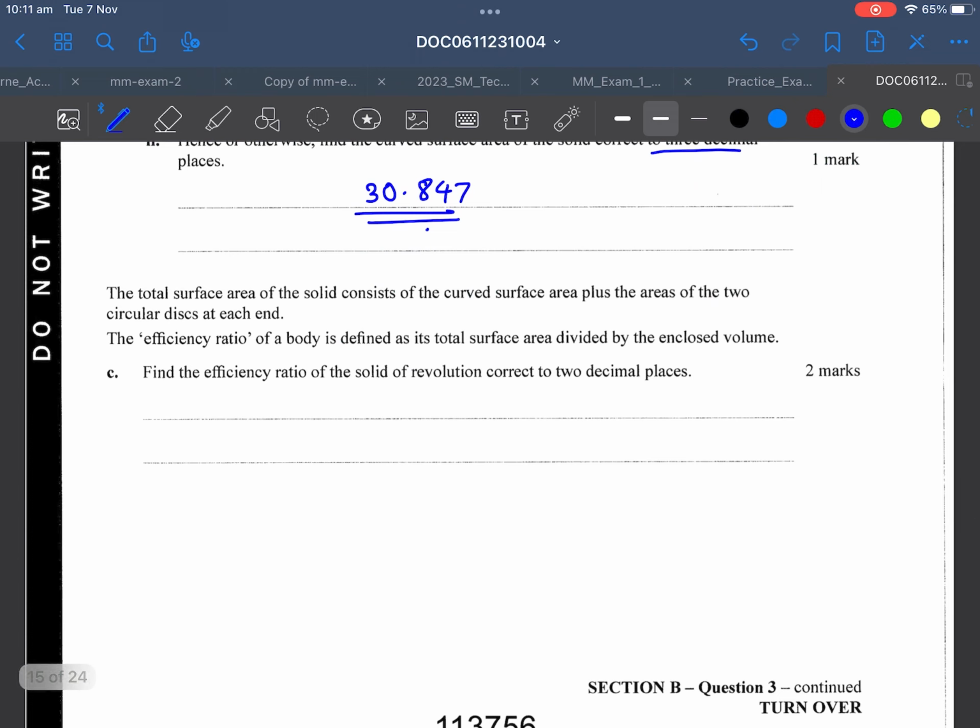The total surface area of the solid consists of the curved surface area plus the areas of the two circular discs at the end.